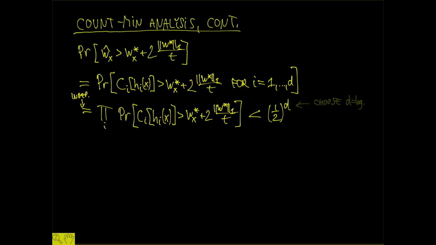Now if you want a particular error probability delta, we simply choose d to be the base 2 logarithm of 1 over delta. And then we succeed with probability 1 minus delta.